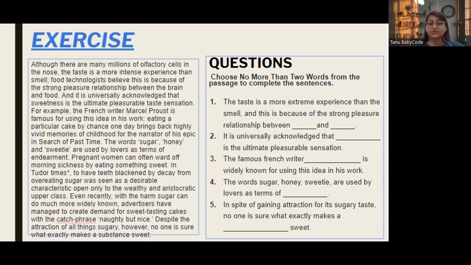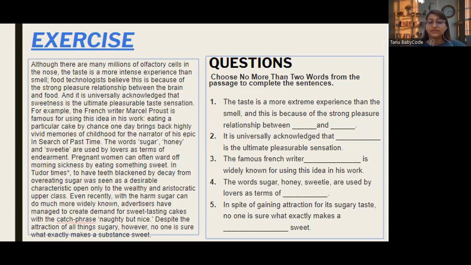Second says it is universally acknowledged that dash is the ultimate pleasurable sensation. So what is the ultimate pleasurable sensation? Second line, next to that line: it is universally acknowledged that sweetness is the ultimate pleasurable taste sensation. So the second answer is sweetness. Sweetness is the ultimate pleasurable sensation.